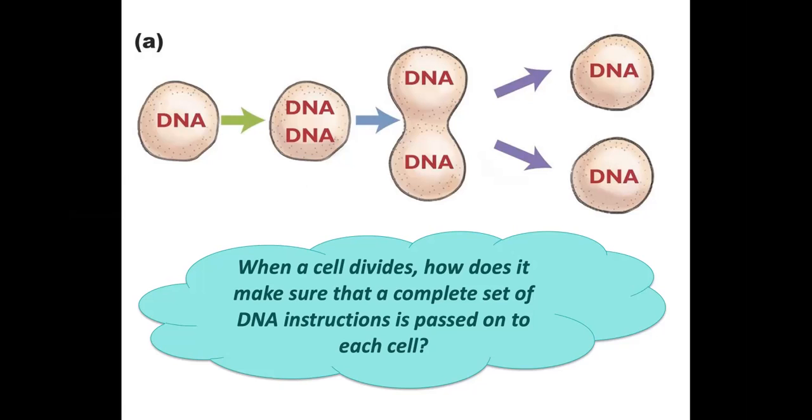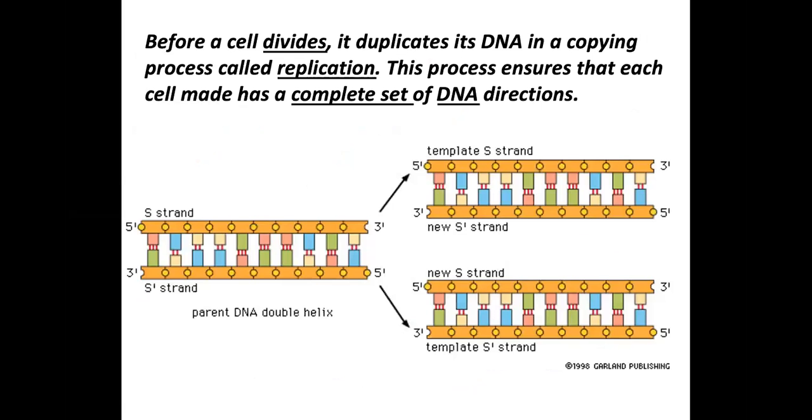it happens during that, but the whole process is DNA replication, okay? Which happens in the S phase of interphase in the cell cycle, okay? So before a cell divides, it duplicates its DNA in a copying process known as replication, okay? So this process is what ensures that each cell has a complete set of DNA instructions. So, like we just said, this happens in the S phase of interphase during the cell cycle, okay?